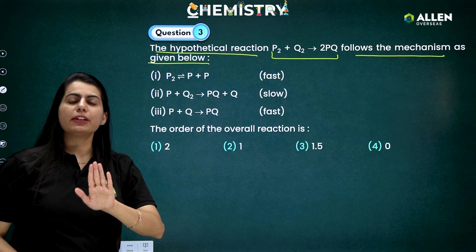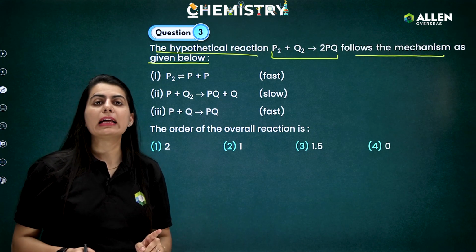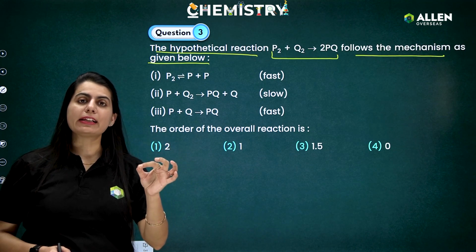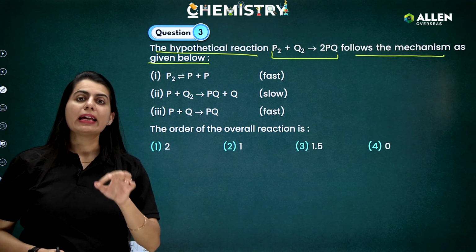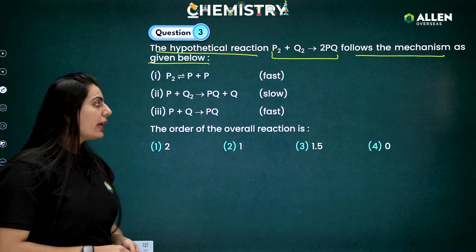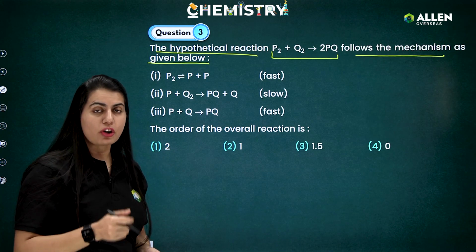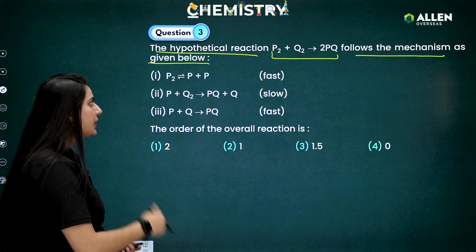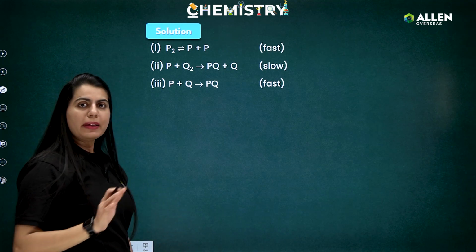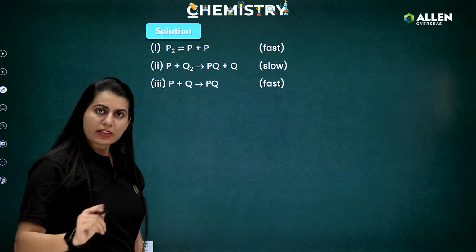How shall we proceed with the order of a complex reaction, my dear students? We'll keep in mind that here the important step whose rate expression we need to write is actually the RDS, which is your slow step. Now, if I write the slow step rate expression first, or the rate law expression first, what I'll be getting? So let's understand the solution for this question. So I'll be writing the rate law expression for this slow step.